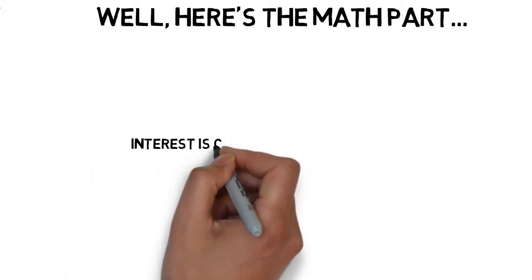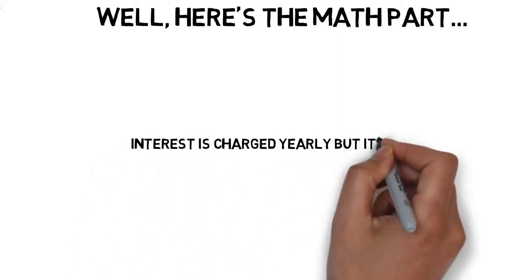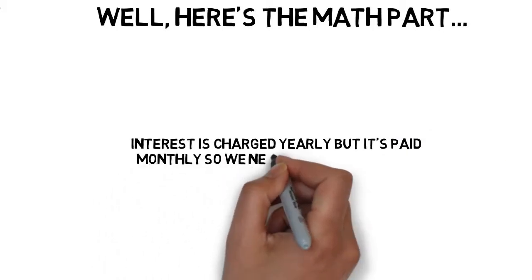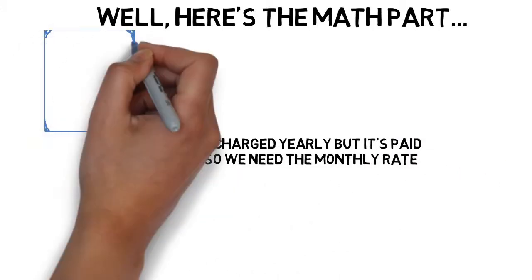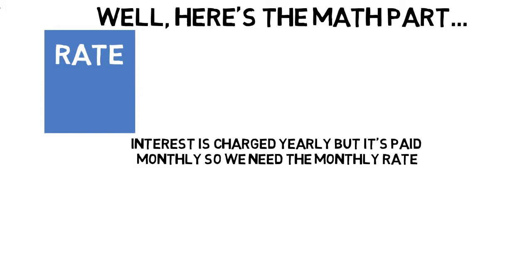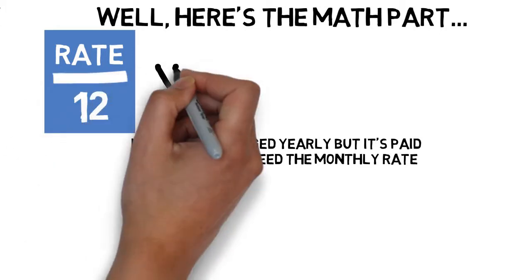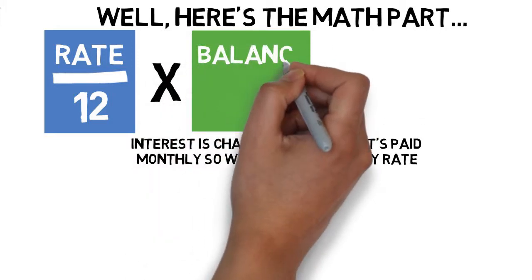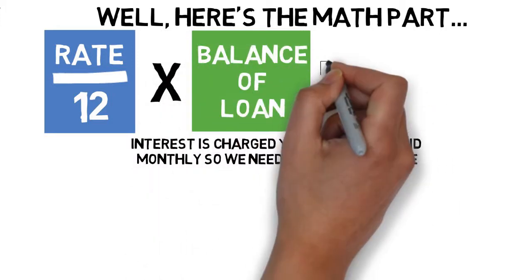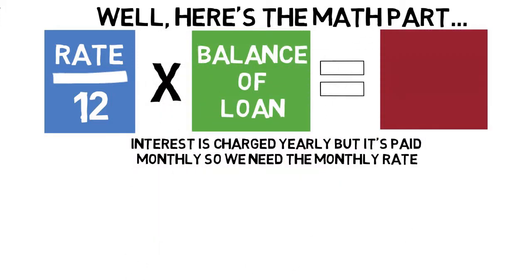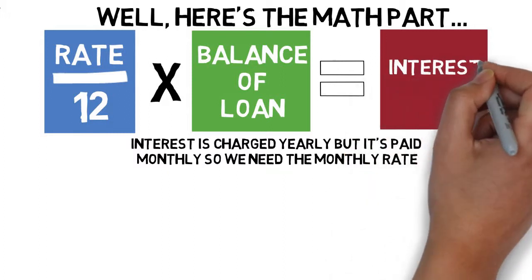Well, here's the math part. To calculate the amount of interest in your payment each month, there's a pretty simple formula. The interest is charged on a yearly rate, but it's paid monthly, so we have to get that monthly rate. You do this like you would expect. Take your rate, let's say it's 4%, and divide it by the number of months in a year. Then multiply that number by the remaining balance of the loan, and you get your interest payments. I guess it's really not that hard.